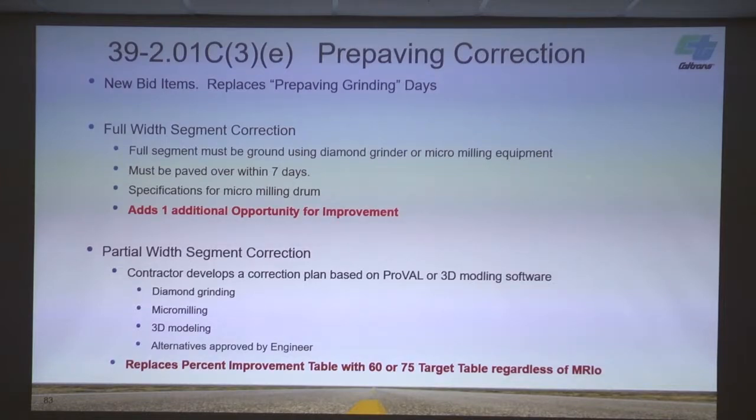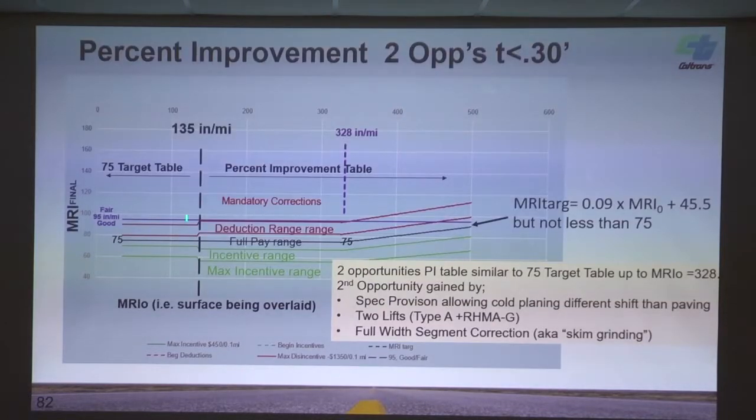Just a real quick comment on the partial width segment correction. It should only be one additional opportunity. You go to that section and it refers you to, basically says you're going to use a 60 or 75. Once you go to that 60 or 75 table, it doesn't matter what that MRI target is. You're just using that table.